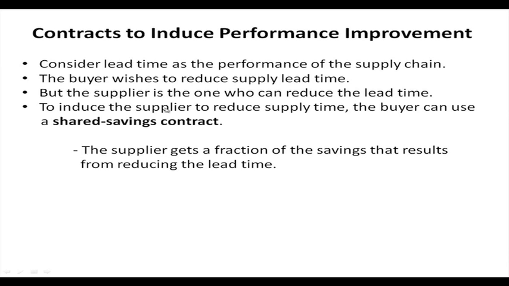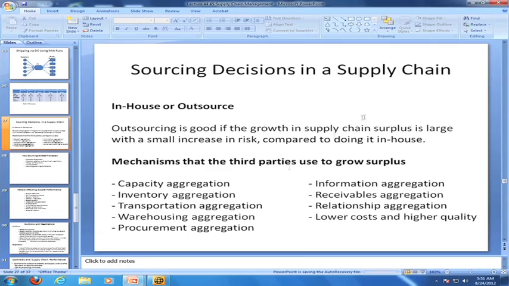So, how to induce the supplier to reduce supply time? The buyer can use a shared savings contract. Here the supplier gets a fraction of the savings that results from reduced lead time. So, these are different contract mechanisms.